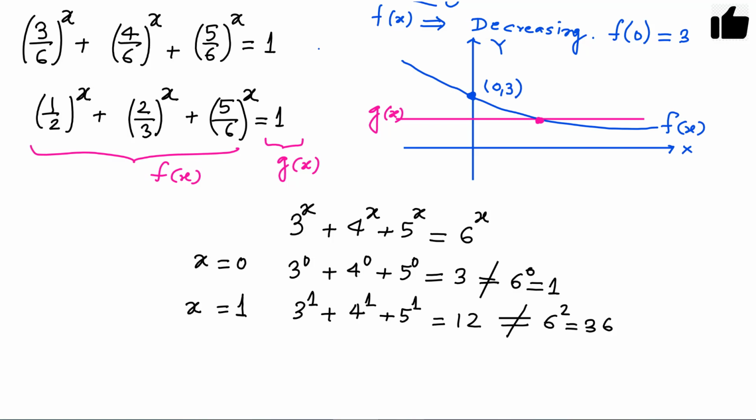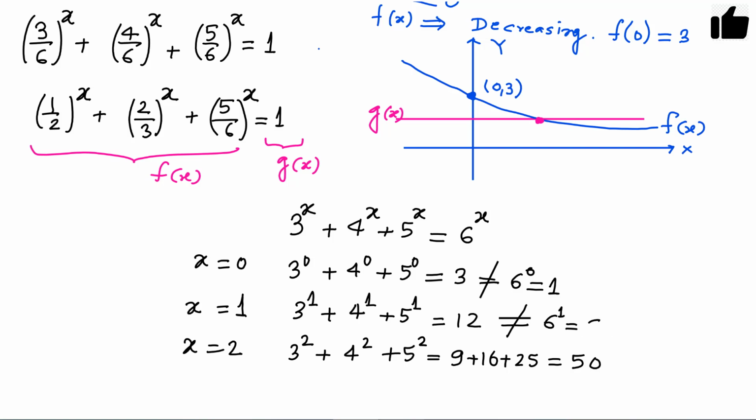What about x equals 2? So this becomes 3 square plus 4 square plus 5 square. So this is 9 plus 16 plus 25, which is equal to 50. And in this case, on the right hand side you will have 6 raised to the power 2, that is 36. 50 is not equal to 36. So this is also not a solution.